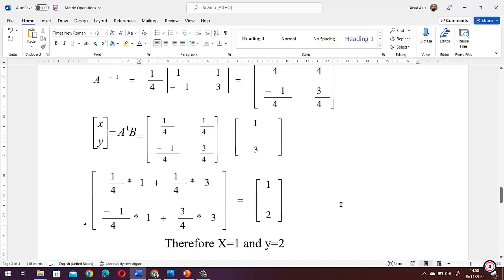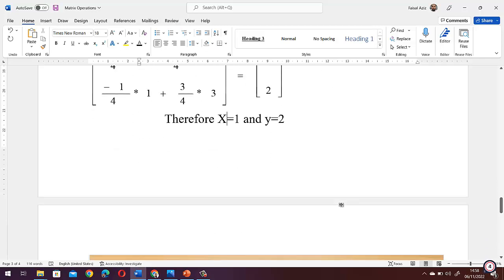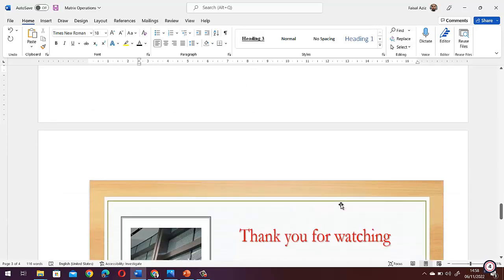So I hope you would have understood the matrix addition, subtraction, multiplication and inverse of a matrix along with its usage.